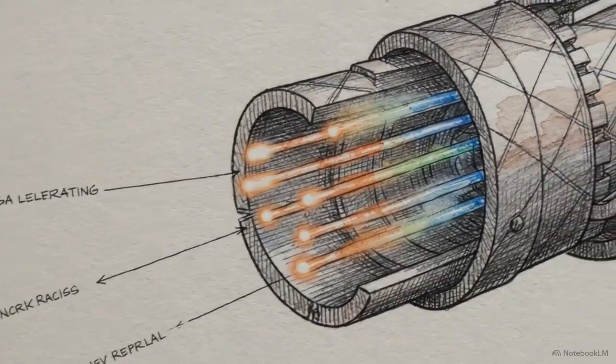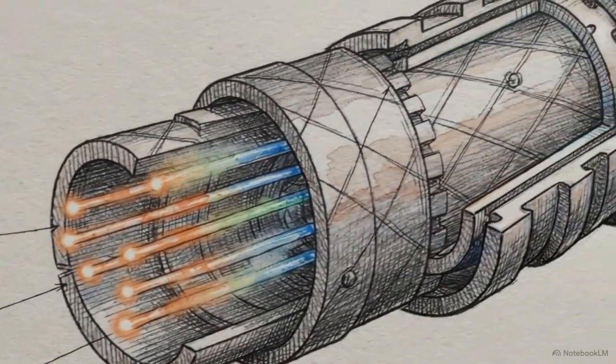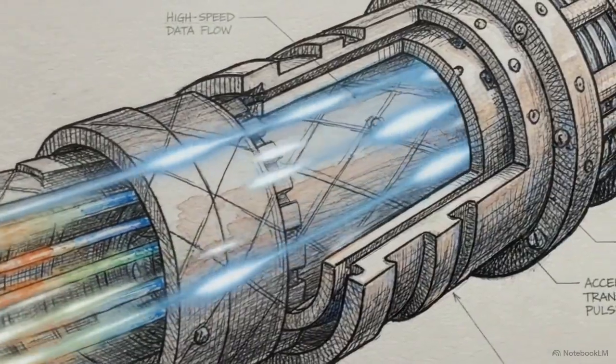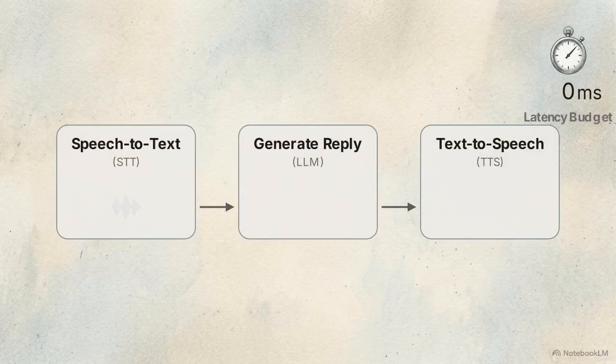AI voice agents are being deployed everywhere, and when users talk to an AI, they expect an instant verbal response. To pull this off, the system has to process your voice through a speech-to-text model, generate a reply, and run it through a text-to-speech model, all sequentially, within a few hundred milliseconds.